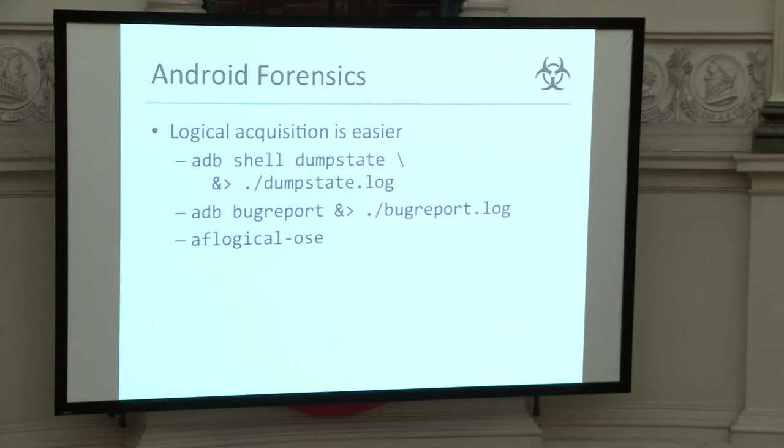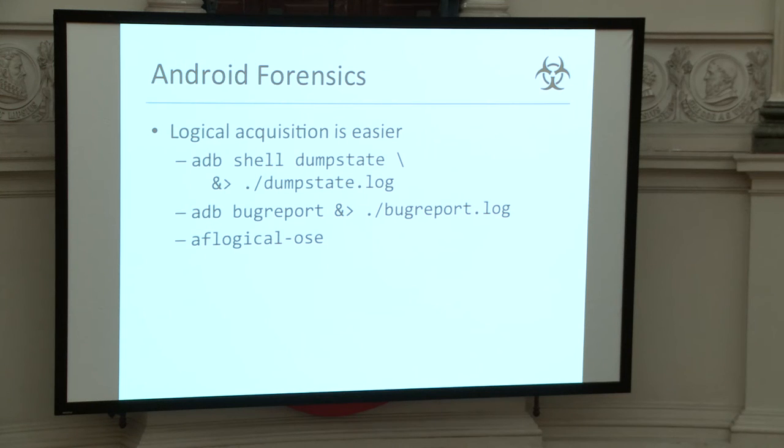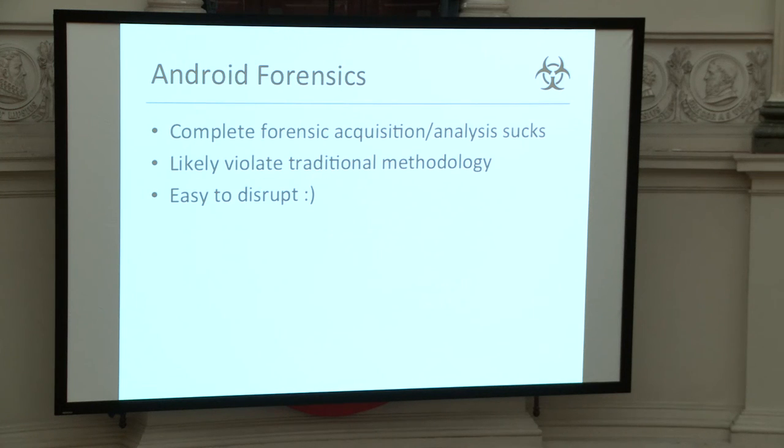Dumpstate can get you things like information about the radio and stuff like that, bug report as well. And then there's this other tool called AFLogical-OSE, which is the open source edition. There's a law enforcement edition as well, which I've never used because I'm not a Fed. And so basically, the whole point is getting an acquisition sucks, right? And nobody wants to go through all those steps. And it's easy to disrupt if you remember all the stuff in our kill chain.